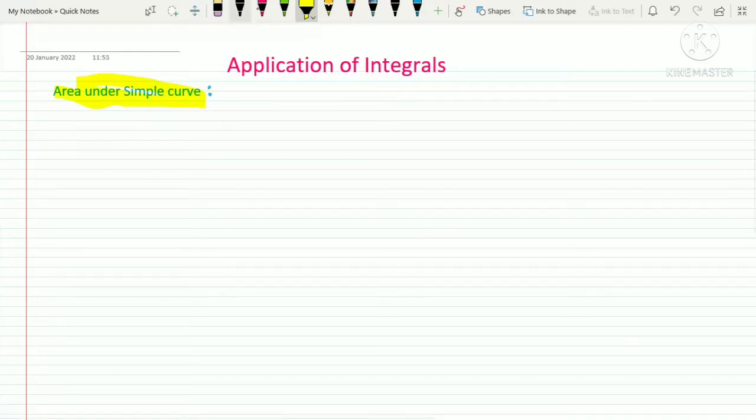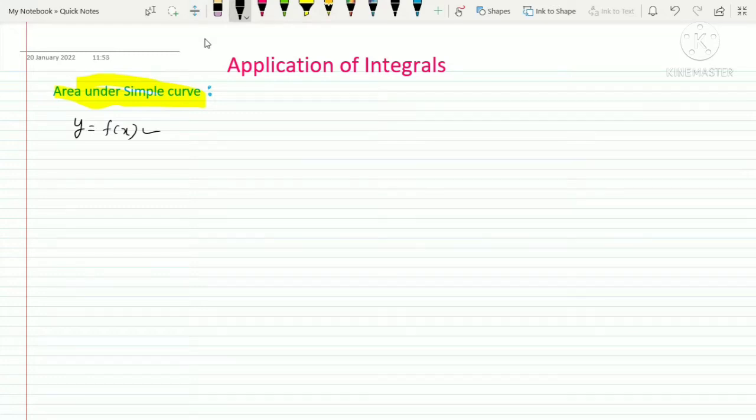Now, I will write an equation of a curve here. That is y is equal to f of x. What is the area covered by this simple curve? Let me check how to find the area covered by the simple curve.